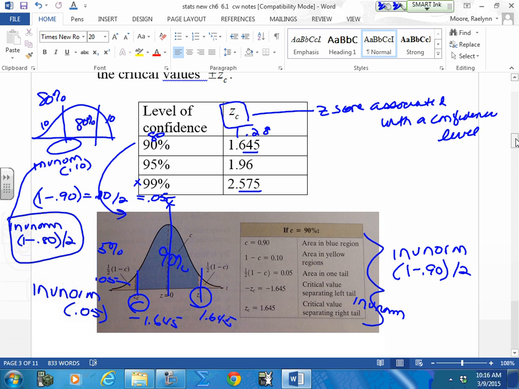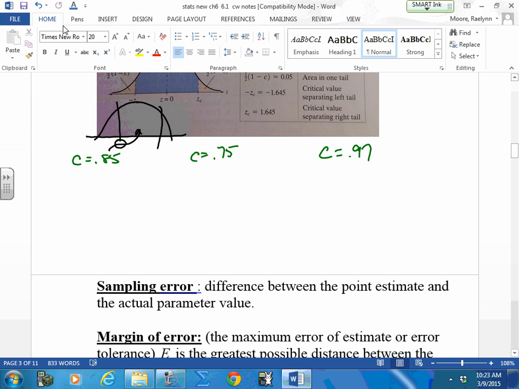Alright. I want you to turn to page 305. God bless you. And I want everybody to do 6, 7, and 8. Go over this. Now, when you get to this, guys, understand what you're doing. You want 85% in the middle. When you need to find your area to the left, you need to know what that area is under the curve, and then do the inverse norm.